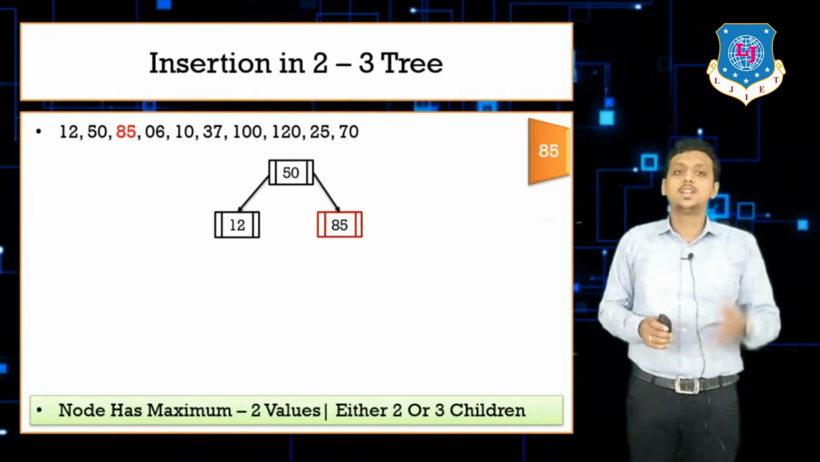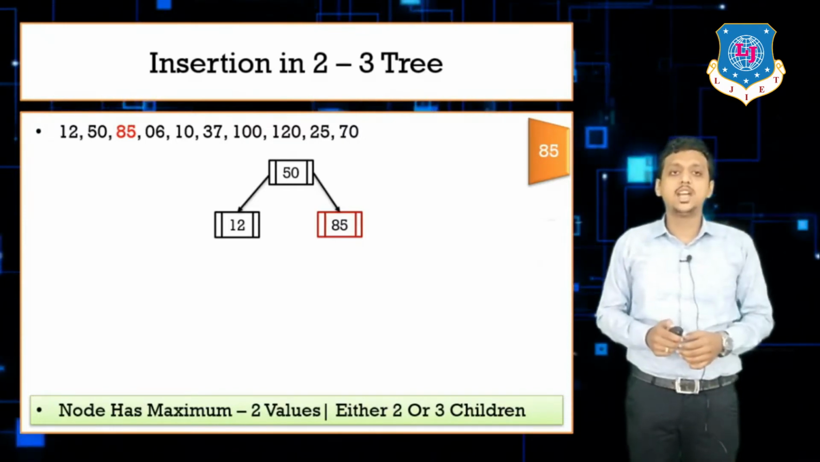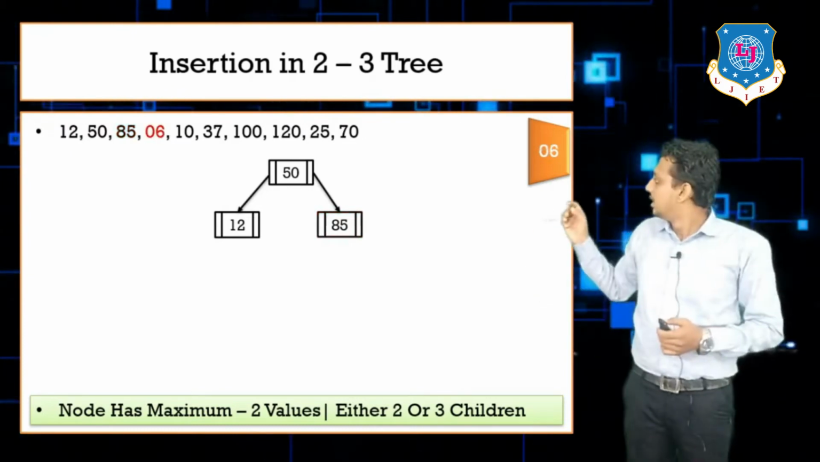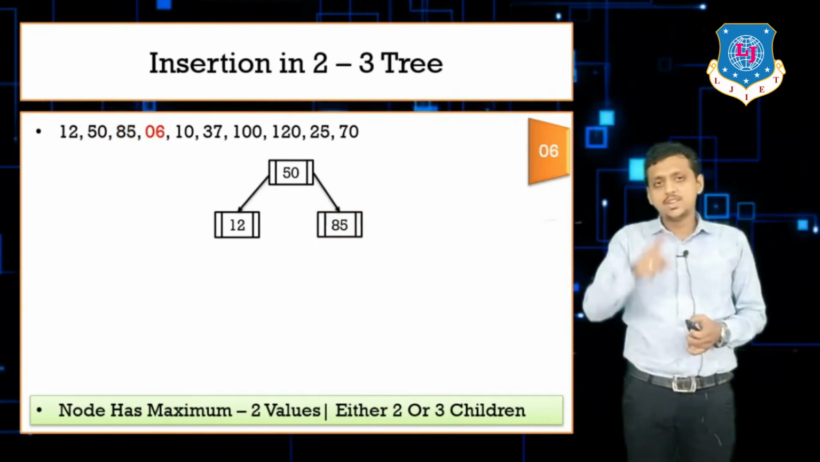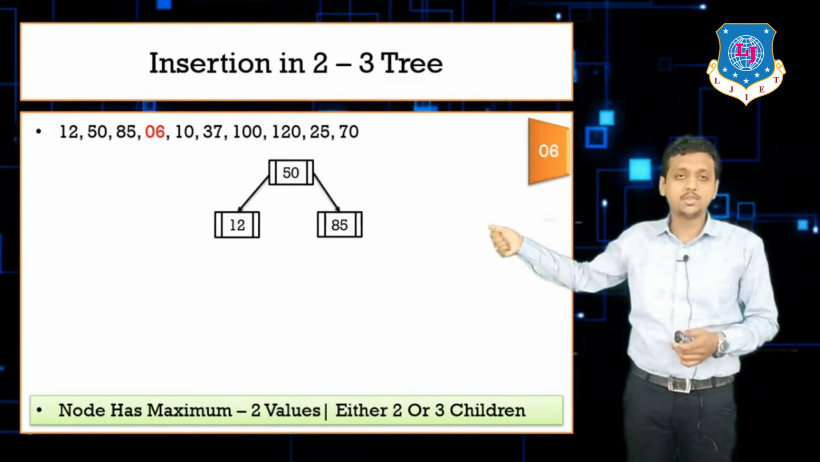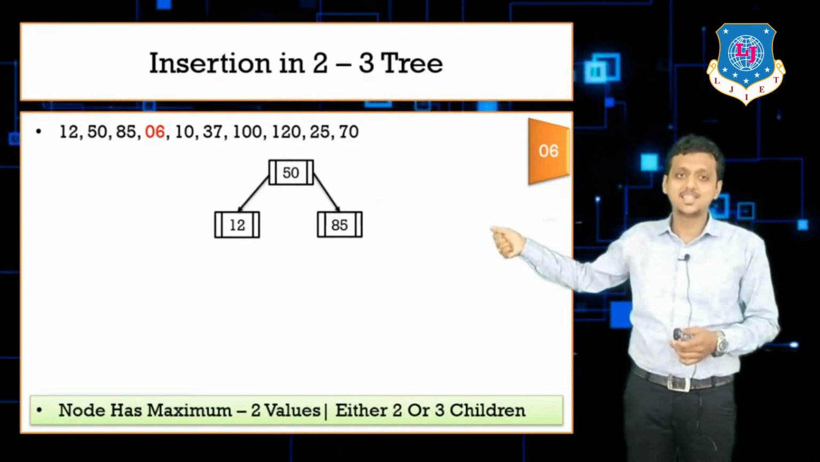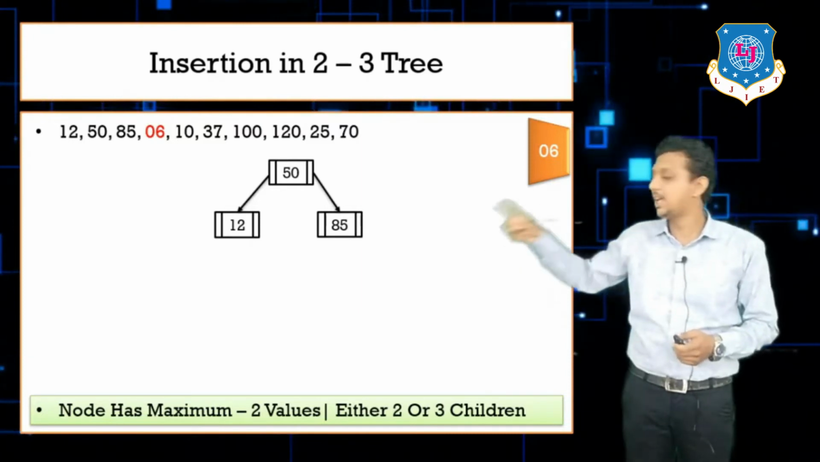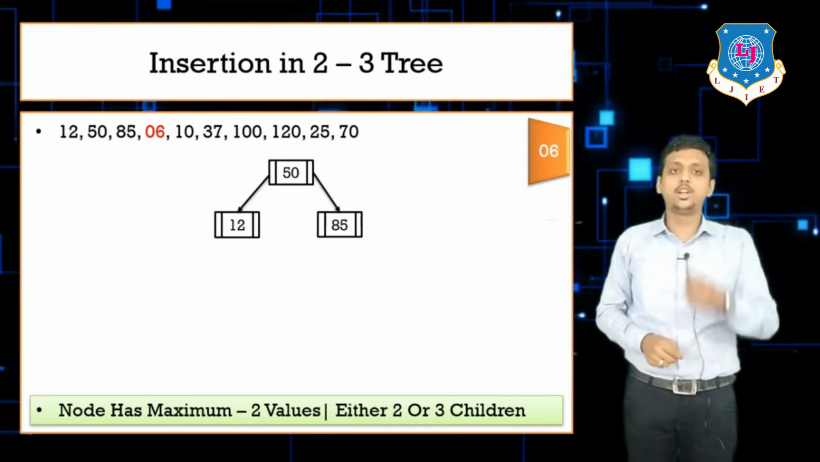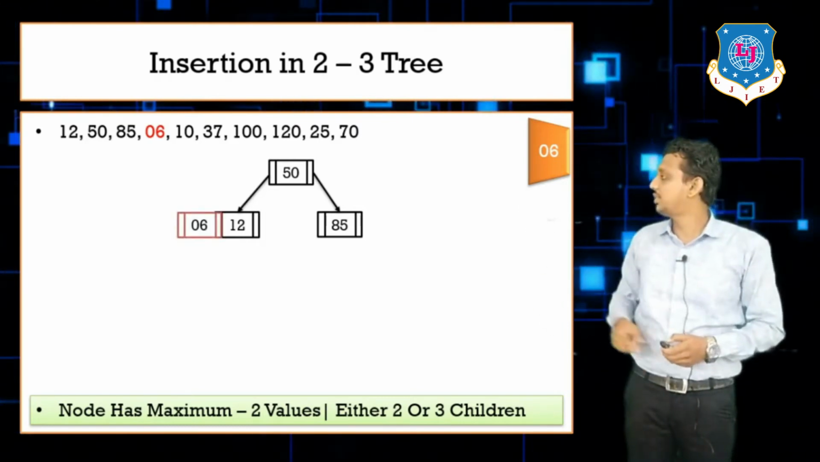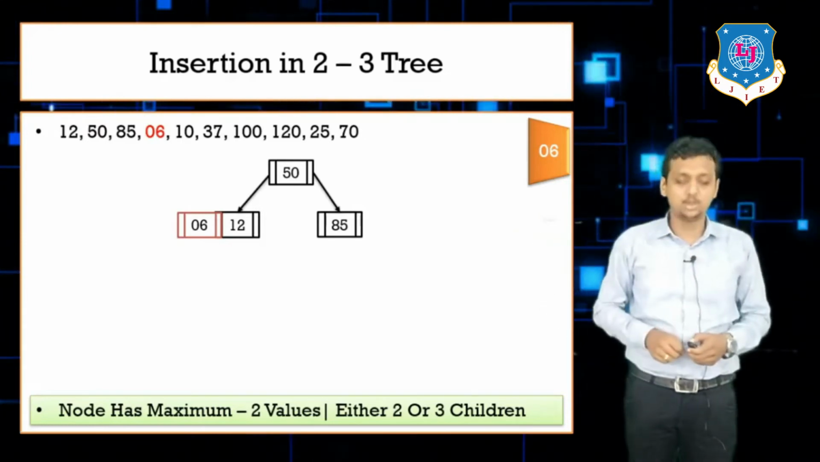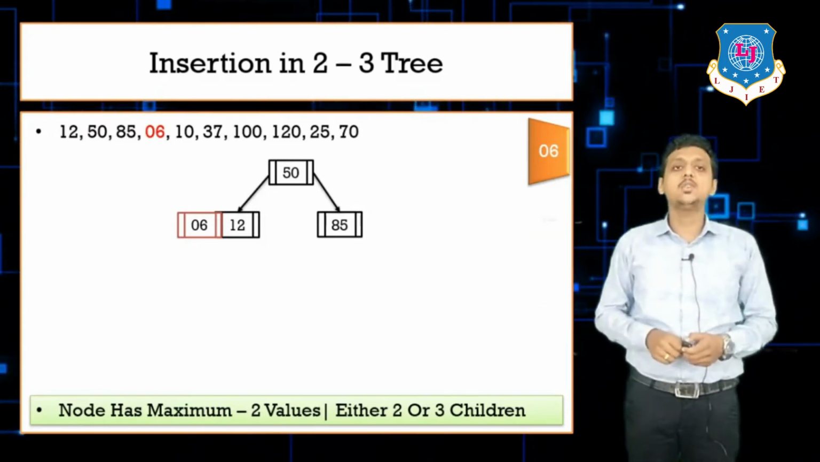Okay. So let's begin with the next value. There we have number 6 with us. So here I need to insert number 6. Always insertion starts from the leaf node. Here we have 12 on the left side of the 50. So I can insert 6 on the left of 12, at the same position of 12. So here it is. 6 is inserted on the left side of the 12. So the node becomes 6 and 12 together.